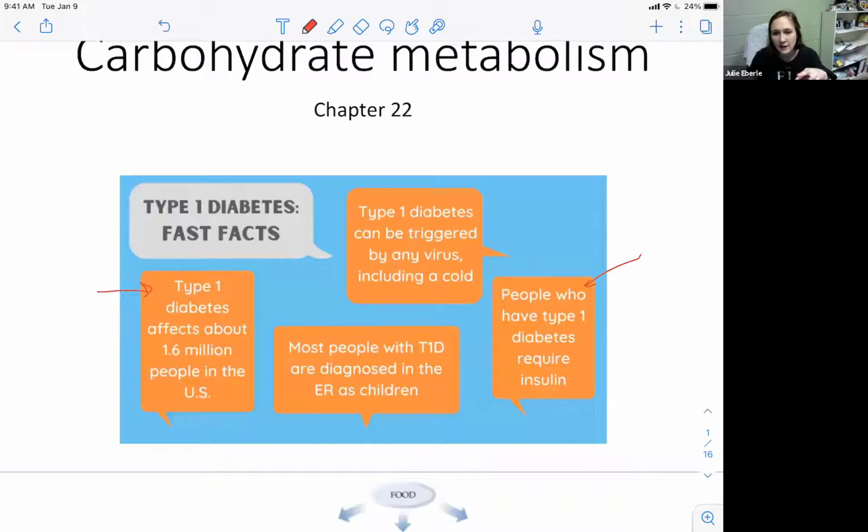These other two kind of shocked me. For example, look at this. Type 1 diabetes can be triggered by any virus, including a cold. So what this means is that we all have the gene for type 1 diabetes. We all have it. It's just a matter of, does that gene get triggered? Does it get woken up or not? And there's so much ambiguity in the research behind this. They don't know why a common cold would trigger that gene in some people, but not in others.